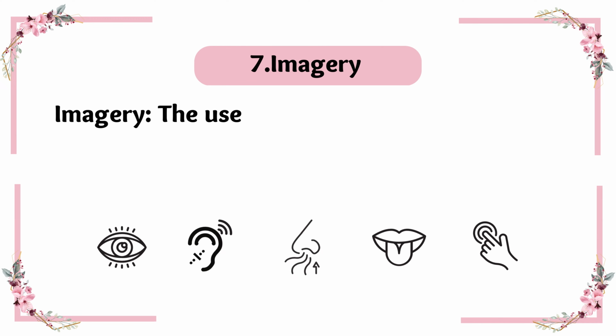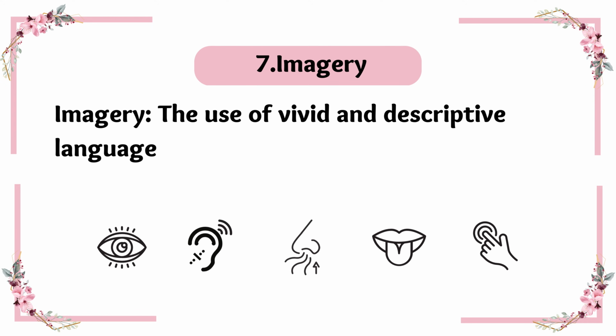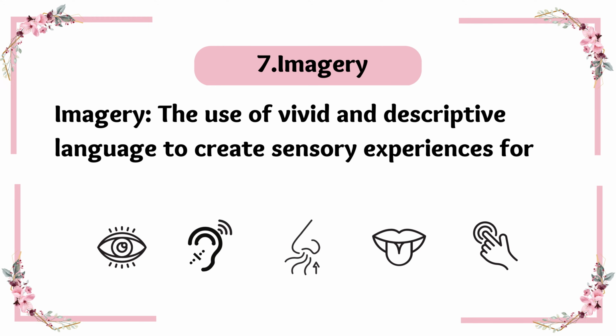Imagery. Imagery is visual symbolism. That means the use of vivid and descriptive language to create sensory experiences for the reader. Simply put, creating the image in the reader's mind.